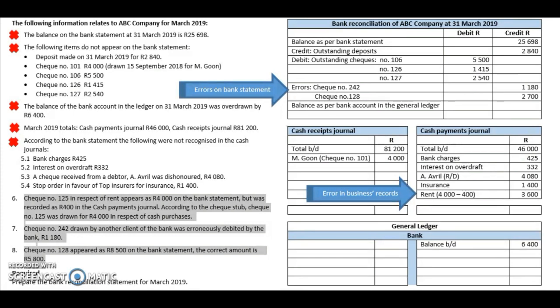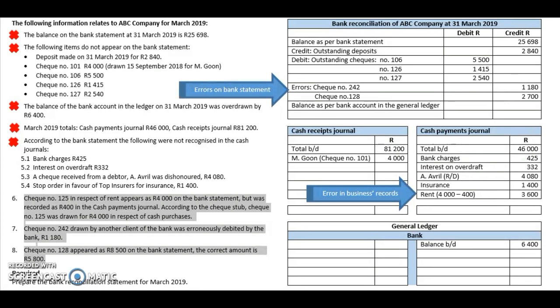The third error, in note number 8, is another error made by the bank. A cheque appeared as 8,500 rand and the correct amount is 5,800 rand. An overpayment was therefore made and the business will have to be refunded. The difference is 2,700 rand. The 2,700 rand should be credited on the bank reconciliation statement as the bank will have to deposit this amount into the business's bank account.